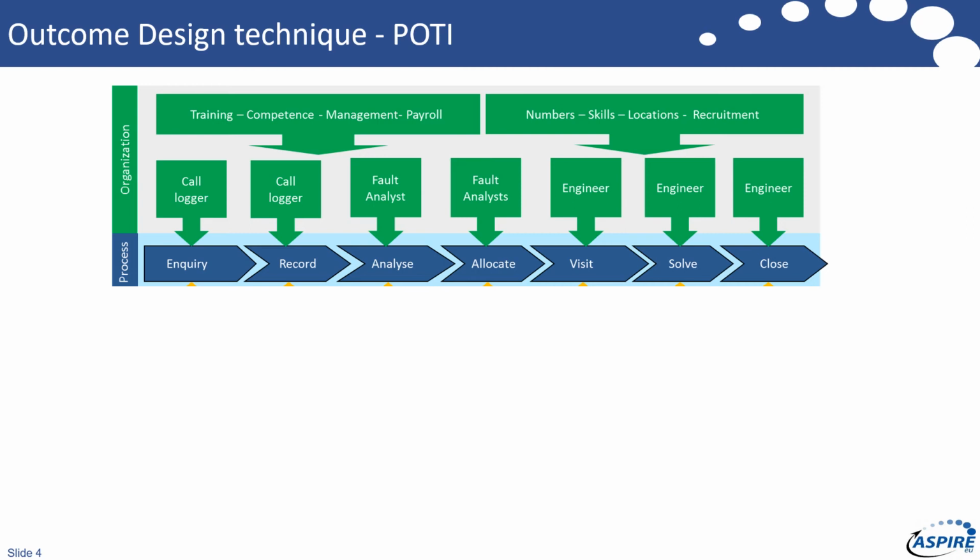So that's your first line of support. And then looking behind that in the O as well, you've got support functions, payroll, management. We've got training and competence. So you need to know about the numbers, the types, where are they located?